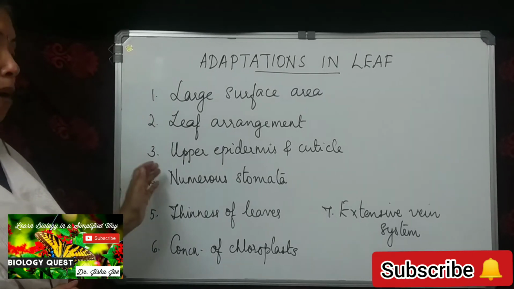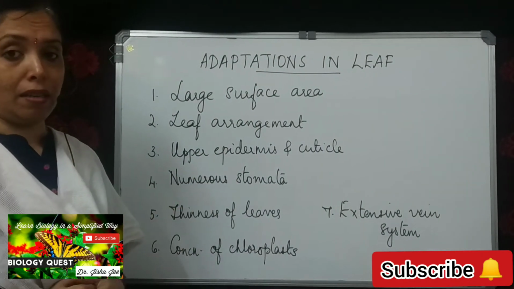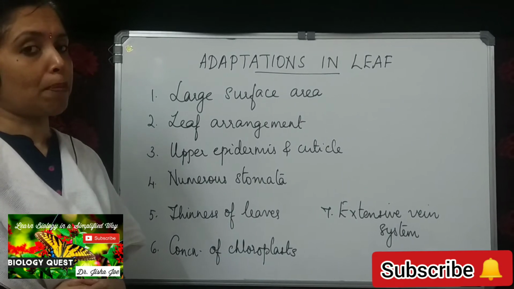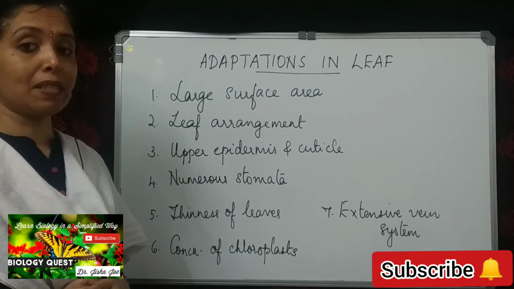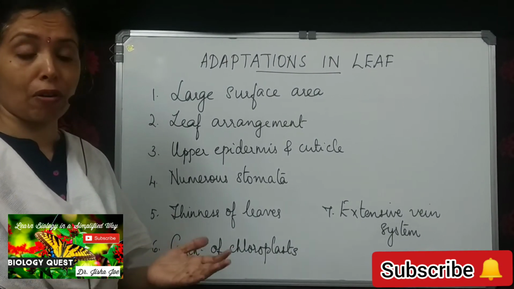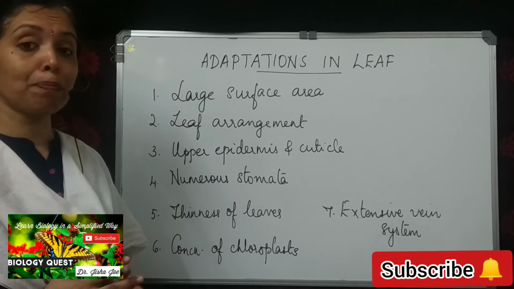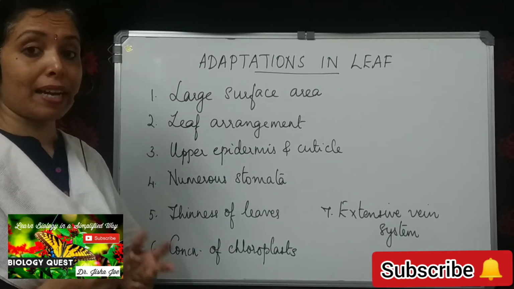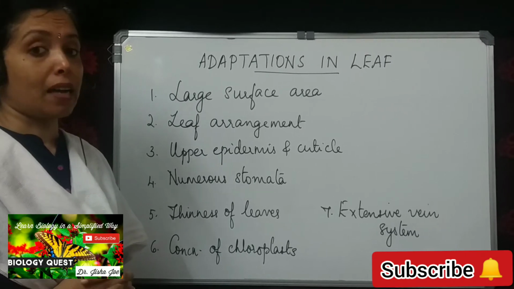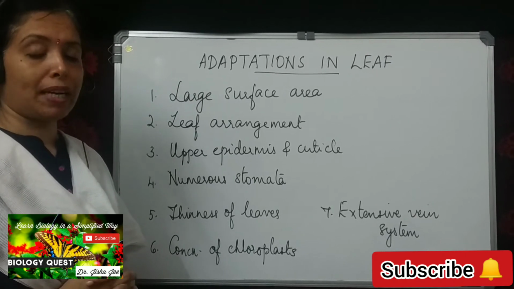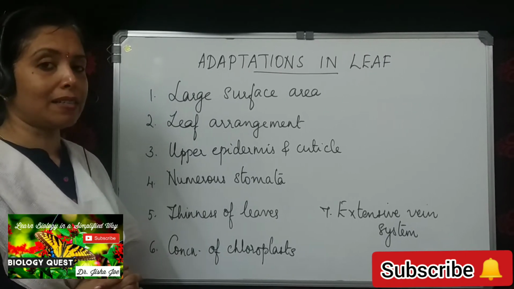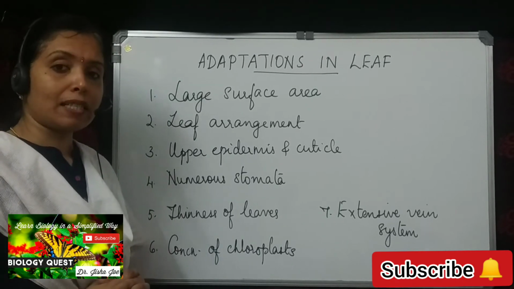Number 3, the upper epidermis and cuticle. What is the peculiarity of the upper epidermis? The upper epidermis cells don't have chlorophyll, they don't have chloroplast, they are transparent in nature. They are transparent, unlike the guard cells. Guard cells are modified epidermal cells. Unlike the guard cells, epidermal cells are transparent.